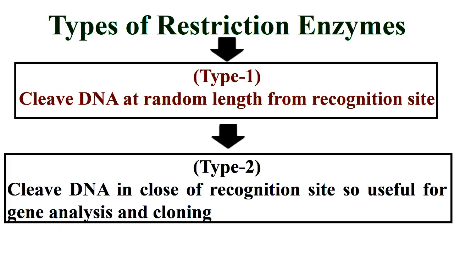Restriction enzymes have four types, as we show. Type 1 cleaves DNA at random length from recognition sites, while Type 2 cleaves DNA inside the recognition site. So, Type 2 is useful for gene analysis and cloning.